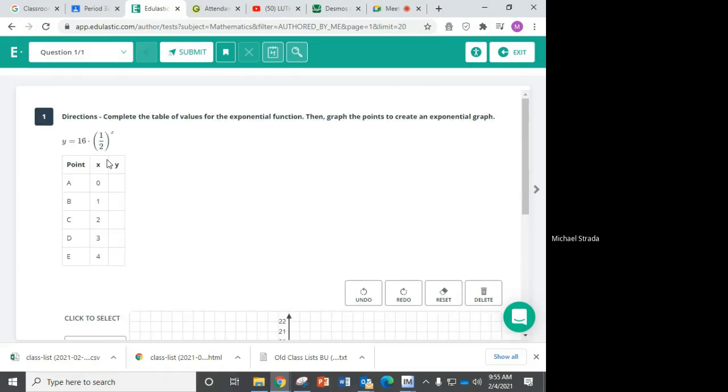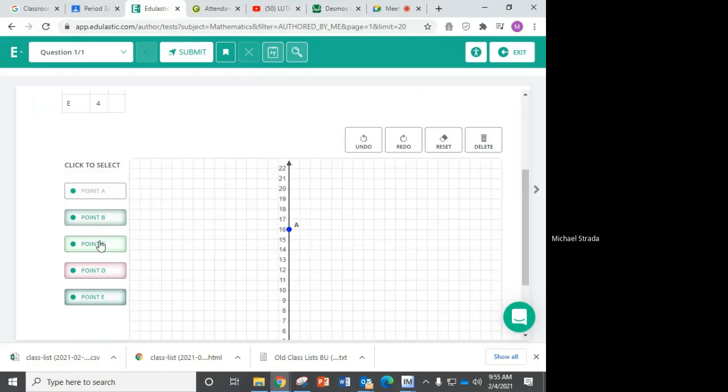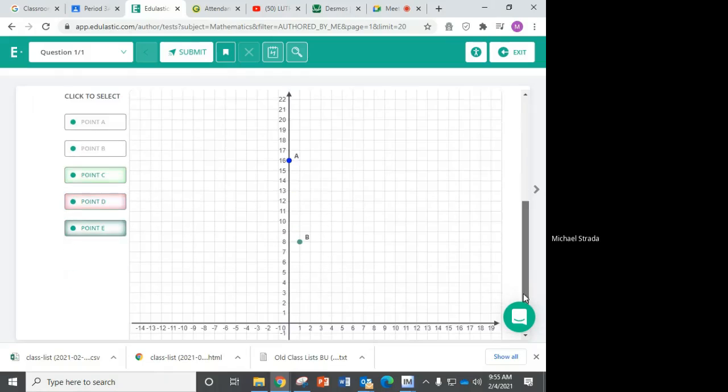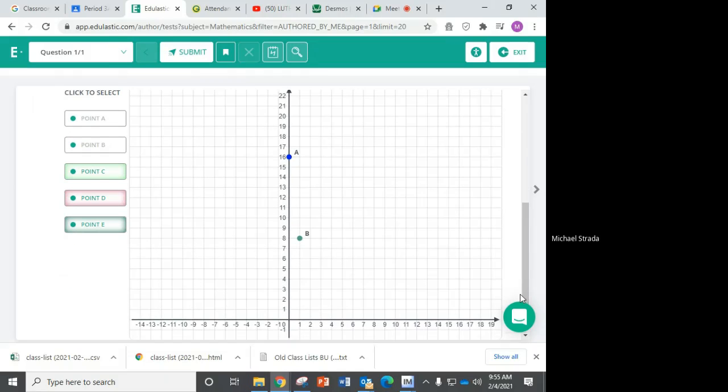If I want to plug in 1, 1/2 to the 1 is 1/2. Half of 16 is 8. So that would be (1, 8). So I would come down here. And so forth. And you keep going down, depending on how many points it asks you to graph. Now, if you make a mistake, you can move it. So if you decide you want to move it later, it's fine.